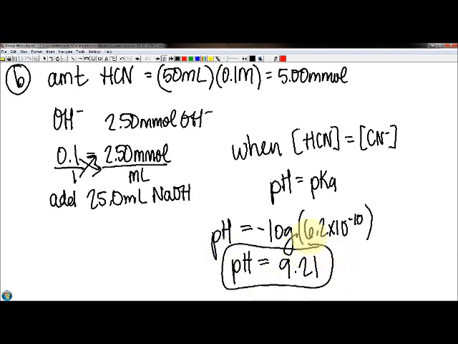So that has increased from after part A. And so the halfway point is when half of the moles of the acid originally present are added with the base, and then you can solve for the pH there. So then for C, we want to solve for the equivalence point. This is when the moles are equal to each other.